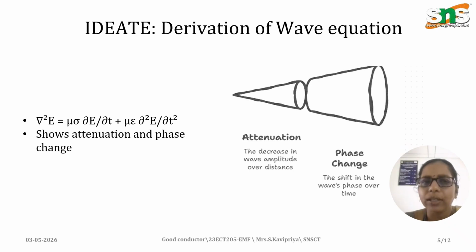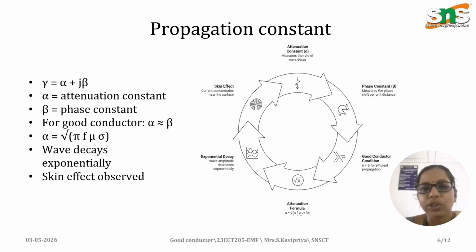And how to obtain this wave equation? So after substitution and simplification of this Maxwell equation, we'll be getting a wave equation. It is represented as del square E equals mu sigma dou E by dou t plus mu epsilon dou square E by dou t square, where sigma is a conductivity and mu is a permeability and epsilon is a permittivity.